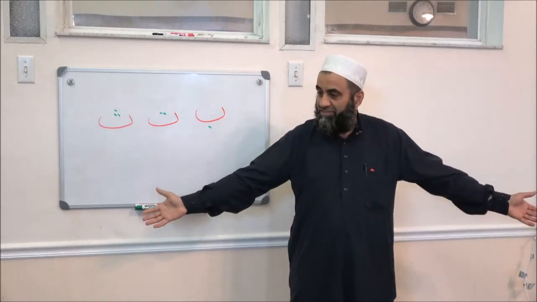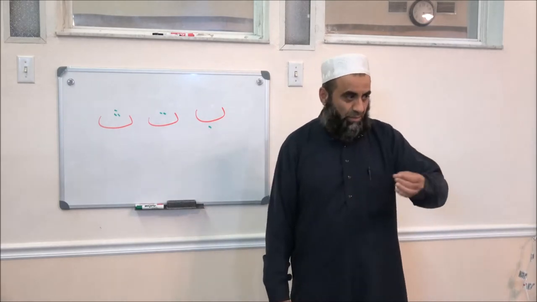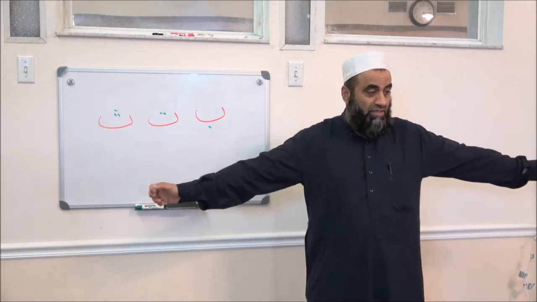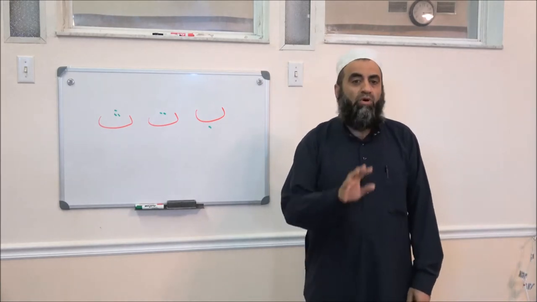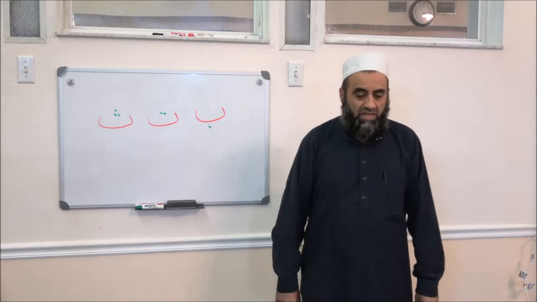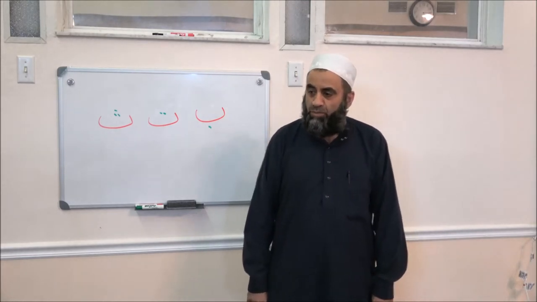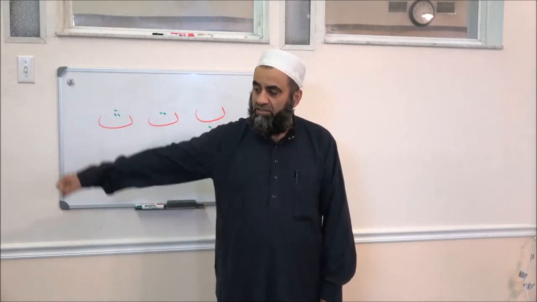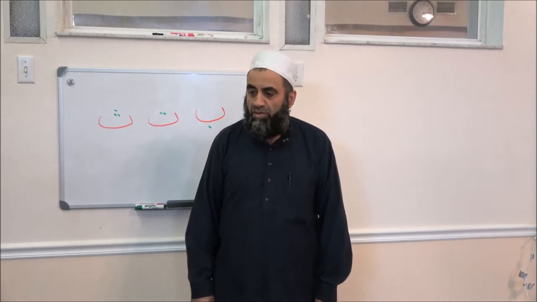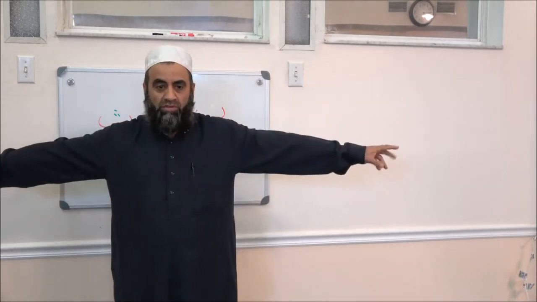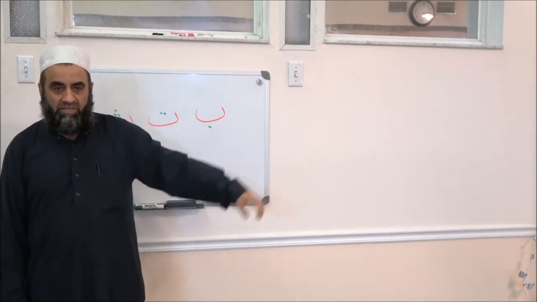Now, Arabic is a particular language because the letters in Arabic are very social. They love to connect. We cannot write Arabic in separate letters. We have to connect the letters all the time. So any letter in Arabic assumes one of four positions. Either the standalone, or the initial position, which will connect from the right side, or the middle position, which will connect from both sides, or the final position, which will connect from this side.